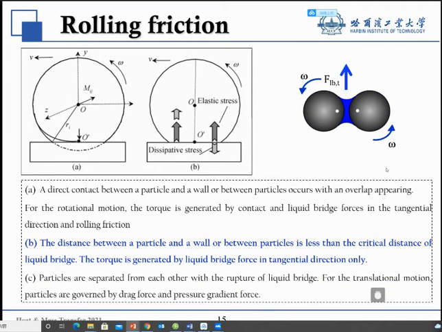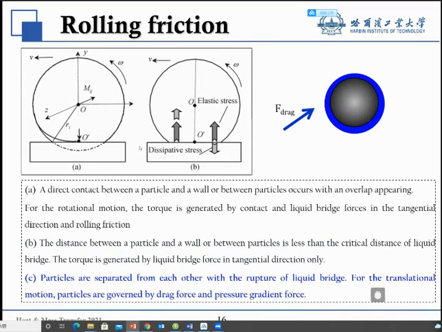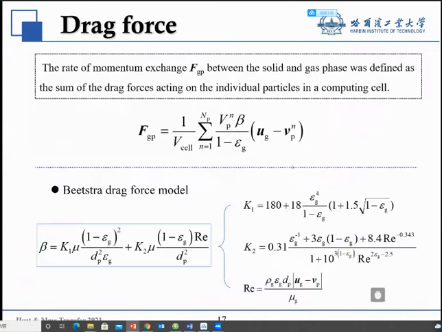So here's another stage. The final stage is that no collision occurred. For the translational motion, particles are governed by a drag force and pressure gradient force. Here's a drag force to describe the momentum exchange between the particle phase and the gas phase.